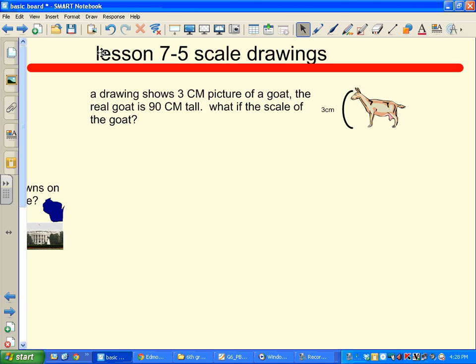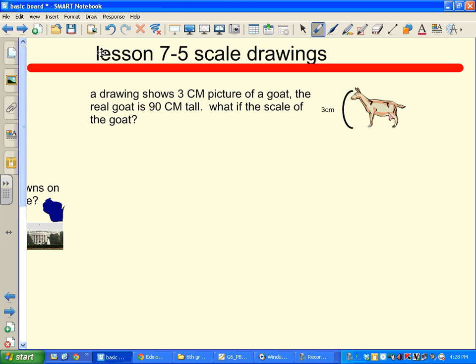And we use scale all the time. We use it in blueprints, in engineering, and in maps. It's an incredibly useful tool because if everything was made exact size to exact size, for one thing, drawings and blueprints and stuff would be really, really big. So let's do some scale problems first.